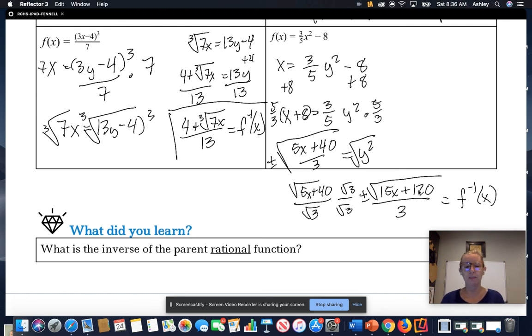All right, hopefully this makes sense. Again, the basic concept here is just our x and our y values are being swapped. Inputs and outputs switch, domain and range will be opposites, and that's the basics of inverse functions.